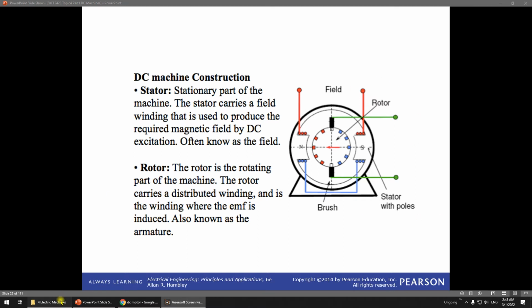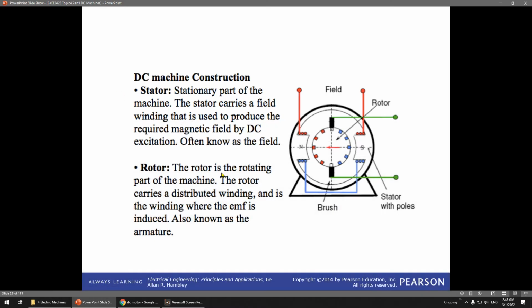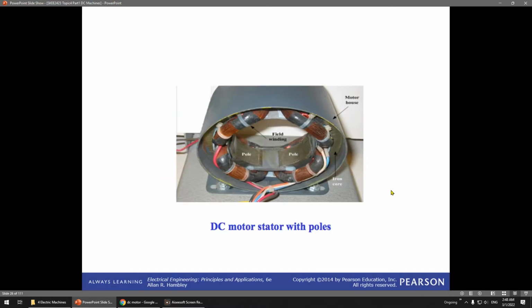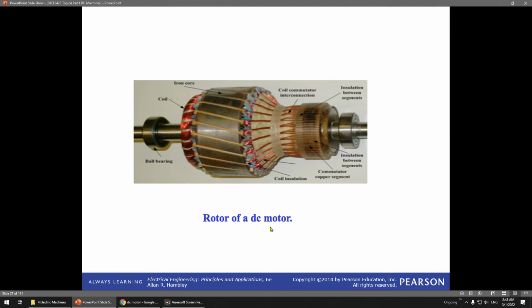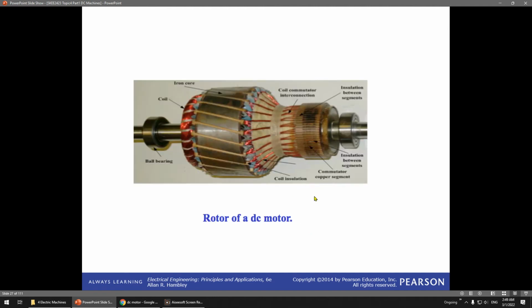This is for DC. Remember what I said before? We focus on the DC part first. At the beginning we focus on what is available, and then we focus on the DC. If you want to look at the real stator and rotor, you can see here this is the field winding, and this is the pole. This is the motor house. This is the stator, and this is the rotor of the DC.